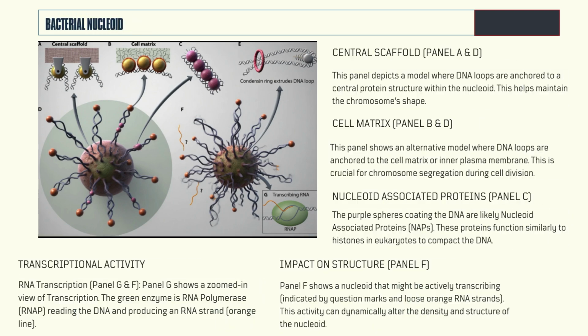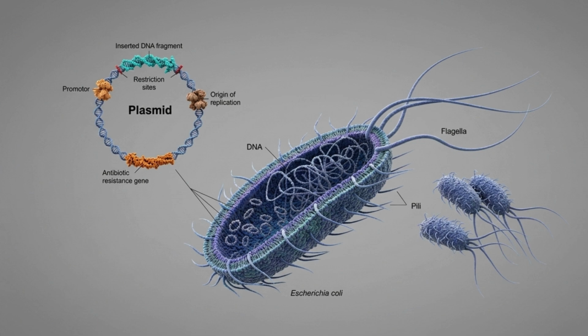Nucleoid, an irregularly shaped region within the cytoplasm, containing the genetic material. Because bacteria lack a nuclear membrane, the DNA, typically a single, circular, double-stranded chromosome, is condensed by DNA-binding proteins within the nucleoid. Plasmids, small, extrachromosomal circular DNA molecules capable of autonomous replication.